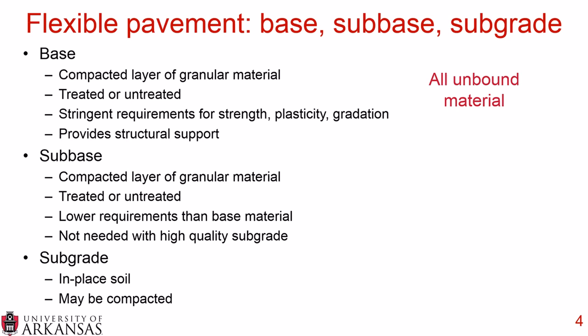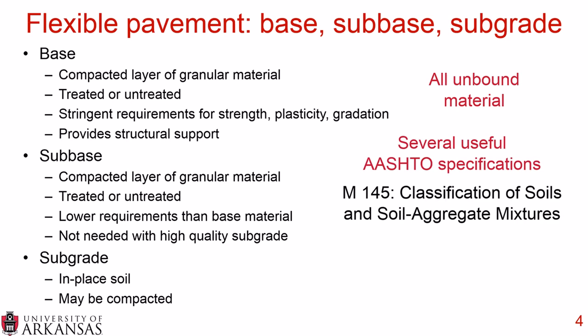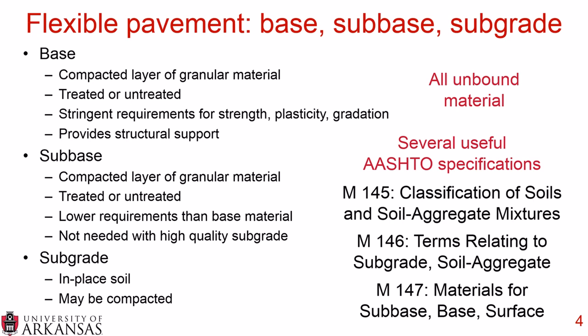And there's several useful AASHTO specifications that can help understand these materials. So AASHTO M 145 is the classification of soils and soil aggregate mixtures. AASHTO M 146 is terms relating to subgrade and soil aggregate. And then finally, M 147 is materials for subbase, base, and surface. So these are all nice specifications that can help us better understand all of the details behind the base, the subbase, and the subgrade in a flexible pavement structure.